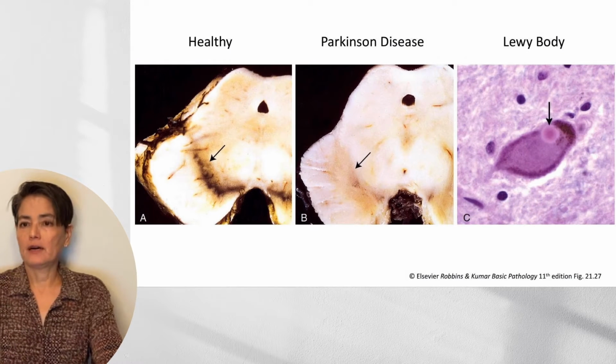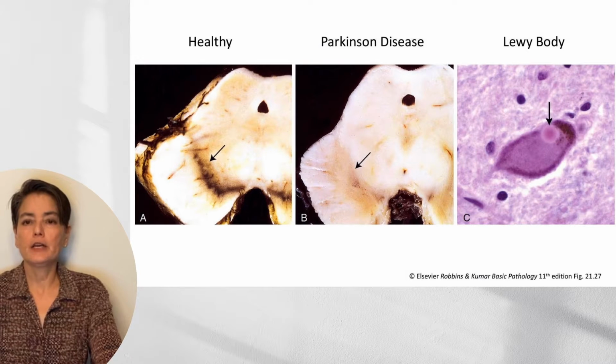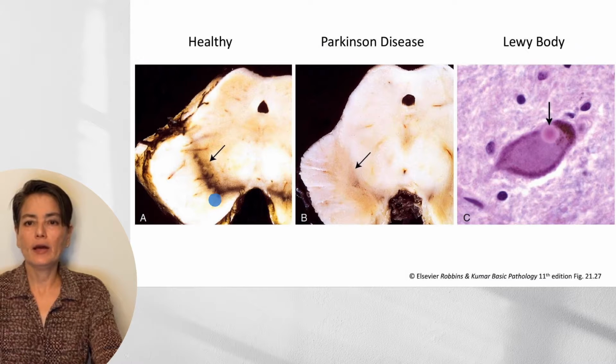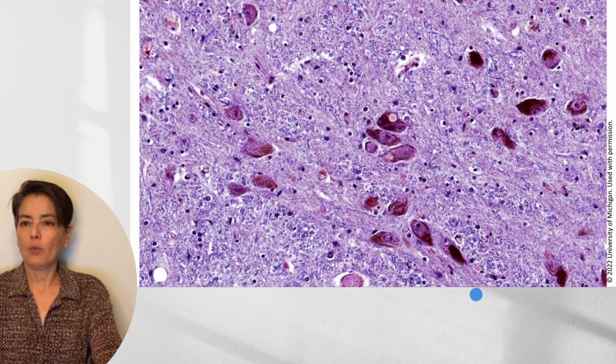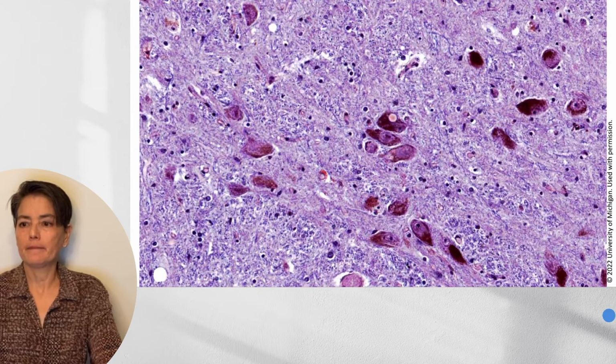Here are a view of some images from Robbins and Kumar Basic Pathology showing the substantia nigra in a healthy individual and the extreme pallor in an individual with Parkinson disease. Here you can also appreciate a high-power view of a beautiful Lewy body here within this pigmented neuron. And then just one more example, you can see at lower power our diminished numbers of our pigmented neurons, and this one here has a beautiful Lewy body.